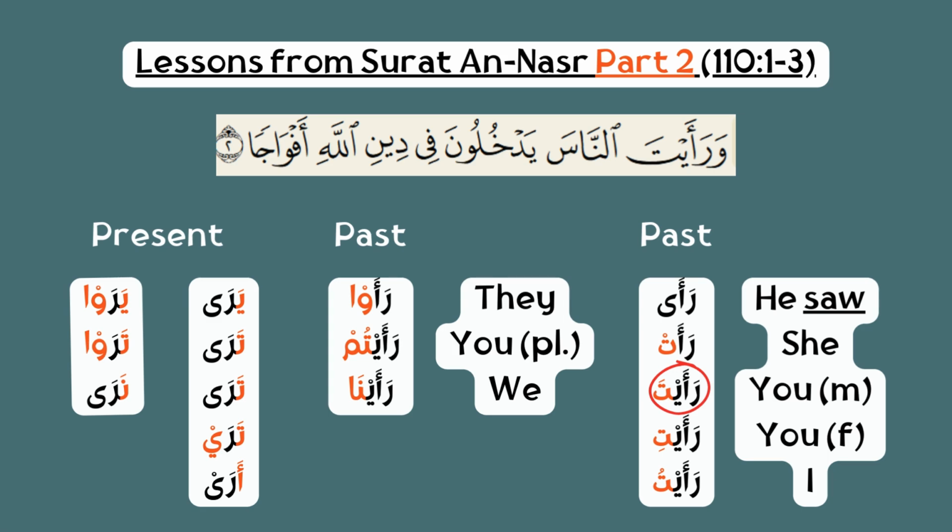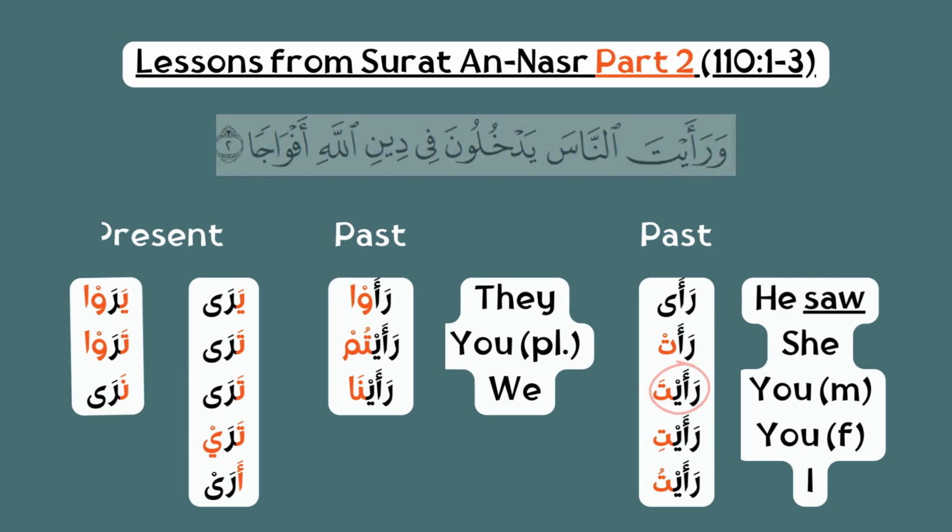Ra'aita is you saw, talking about a masculine form. If it was ra'aiti, that would be for a female form. If you said ra'aitu, that means I saw. We're going to look at it in more detail in the next slide.